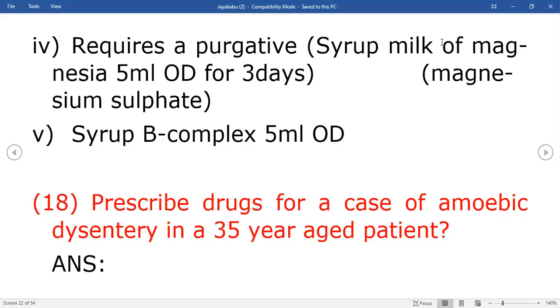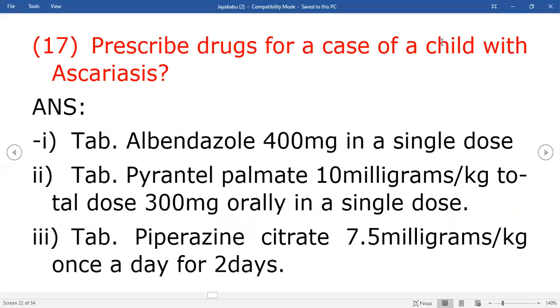Prescribed drugs for a case of amoebic dysentery in a 35 years aged patient. So take down. So initially the patient should be kept on Albendazole, then Pyrantel pamoate, Piperazine. Apart from this, the patient should be given even a purgative to expel the dead worms, that is Ascaris lumbricoides, to be expelled out. So you're supposed to put the patient on purgative and then B complex should be initiated.